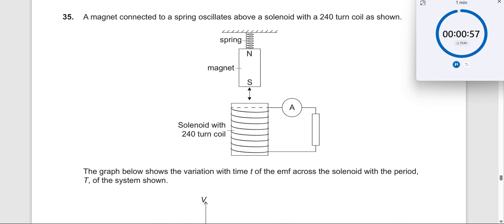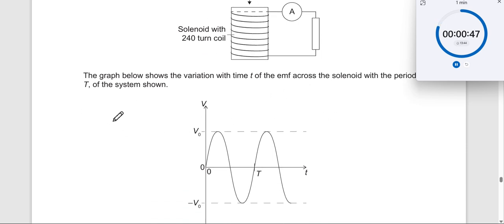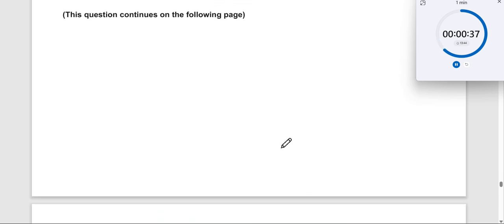A magnet connected to a spring oscillates above a solenoid with 240 turn coil shown. So now it is oscillating like this, up and down. The graph shows below the variation with time t of the EMF across the solenoid with the period T. So this is the graph shown over here. It has a peak amplitude V0 and a time period T, which means the question will be concentrated within these two parameters.